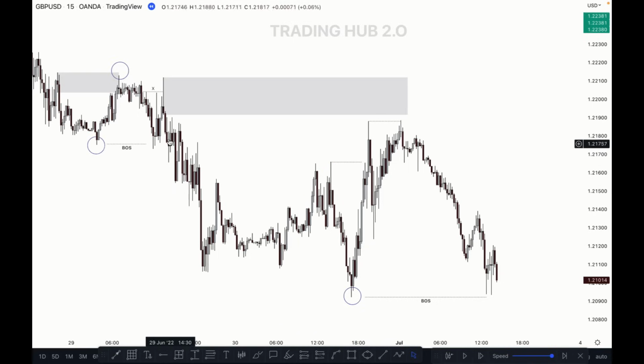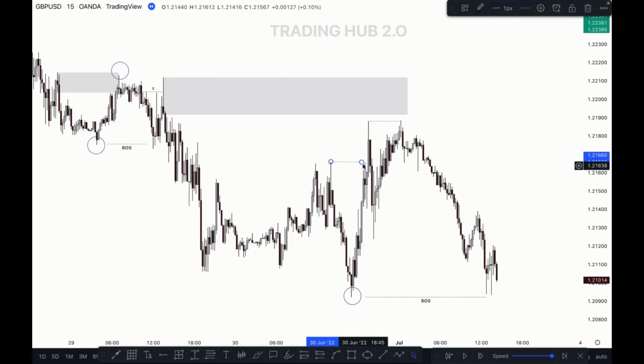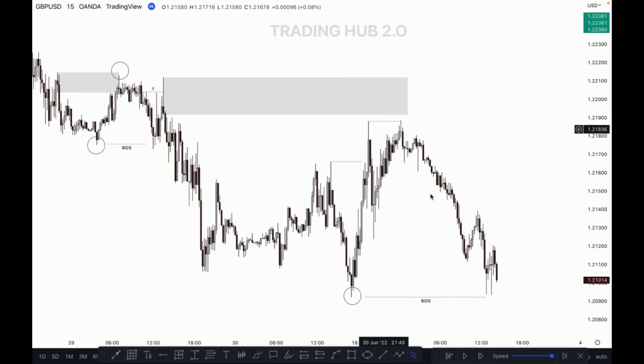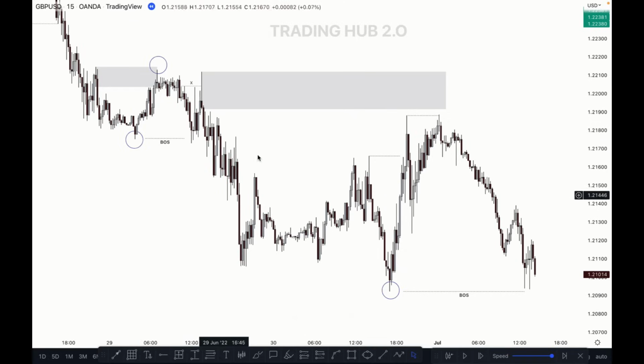As you can see here, after this big drop, the market must take out this high, as you can see here. Then the market pushes downside. Okay, so this low is a confirmed low. These things are all about structure. Now let's see where we can sell.